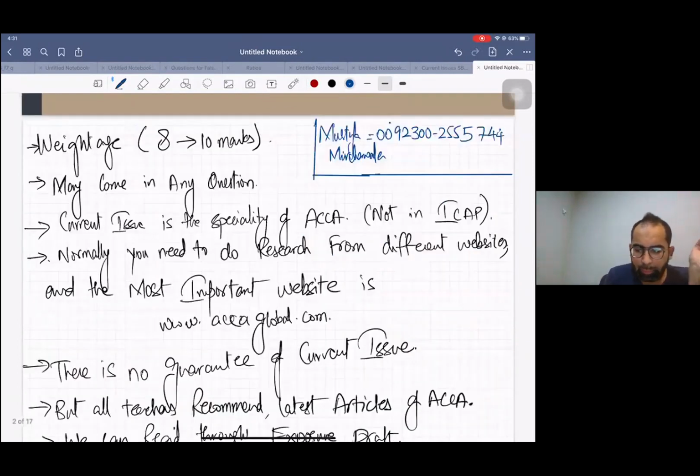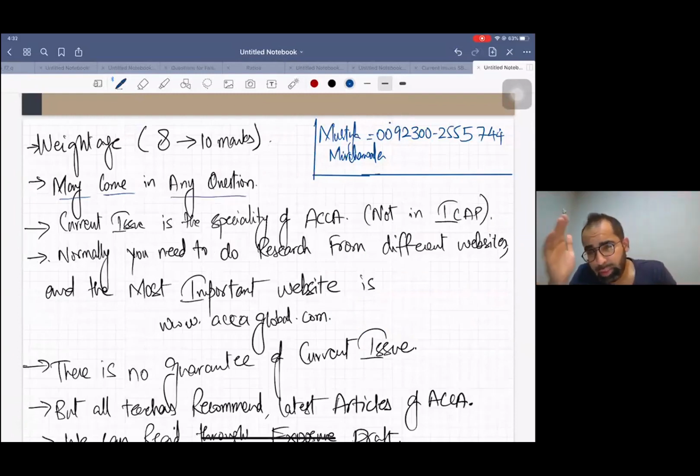First of all, you must know it may come in any question. Normally students think that it will come in question number 3, but go and check the past papers of last 3 years. You will find current issue in question number 1 as well, the consolidation question. So it may be tested in question number 1. But if you see the pilot paper, when SBR was launched for the first time, the current issue was in question number 3. That's why many teachers say that it may come in question number 3, right?